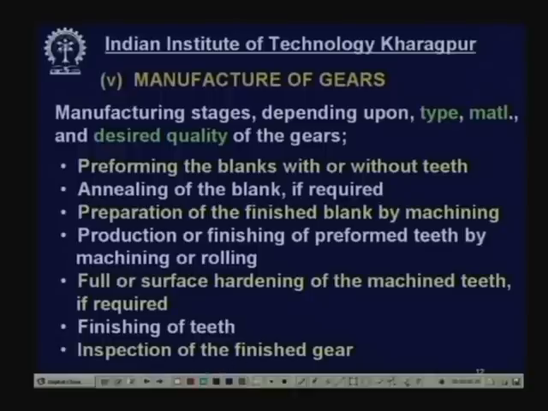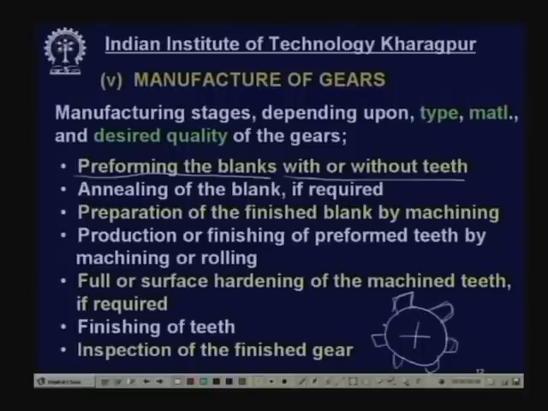What are the different procedures? Like, say here, preforming the blanks with or without teeth. That means first you make a disc by some process like casting, forging, or hot working. You can produce it with teeth also, but here the teeth will be very irregular and not very accurate. Such gears are sometimes used directly without finishing in some industries where vibration or accuracy is not a factor, like jute industries. Such straight preformed cast gears or forged gears are used, they are cast with teeth, but normally this is not done.